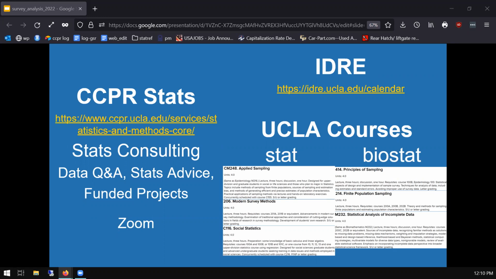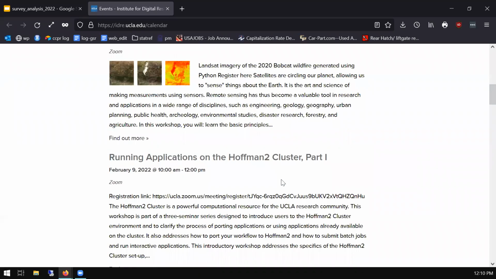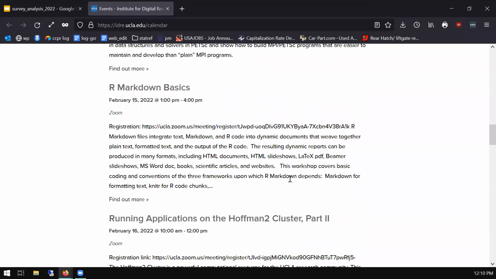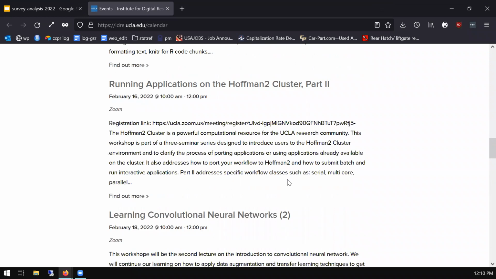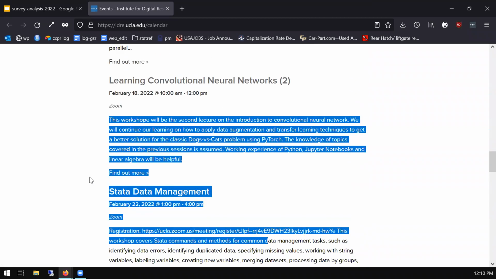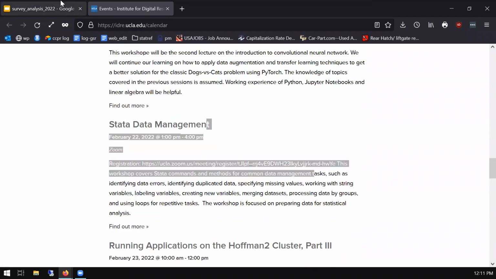What's nice about CCPR is we work hand in hand with, and are a complement to, IDRI. IDRI has workshops themselves. We can take a look at some of them right now. There are some good programming ones. If later on you need to run the Hopin2 cluster, this would be a good one to go to. If you want to brush up your Stata skills, I think this IDRI workshop is good to attend.